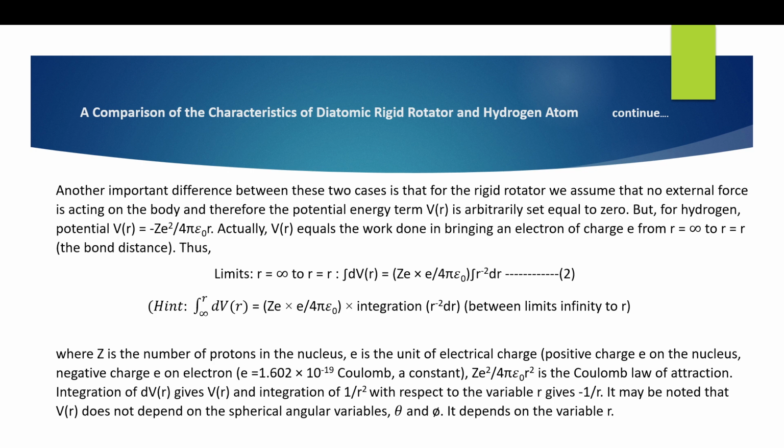How this expression comes is given in equation 2. We have to integrate dV within limits r equal to infinity to r equal to r, one distance. And note that the integration of r power minus 2 with respect to r is minus 1 upon r. That's how the equation comes. Note that the potential term V does not depend on the spherical angular variables theta and phi. It depends on the variable r only.